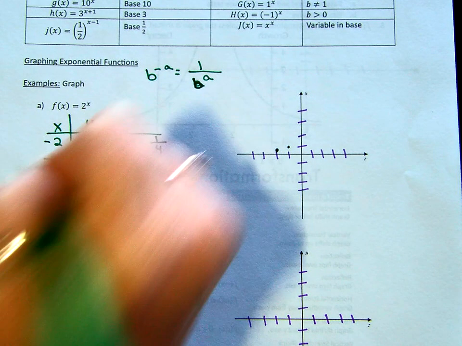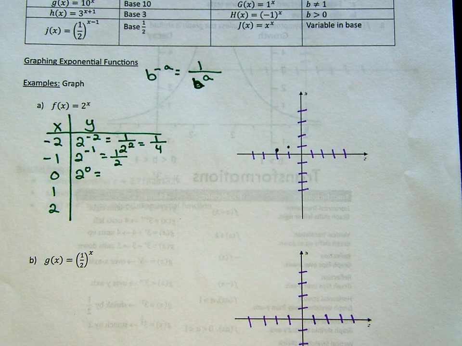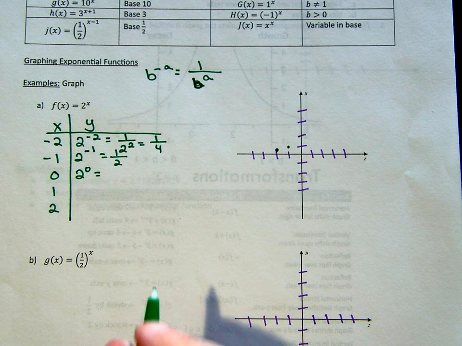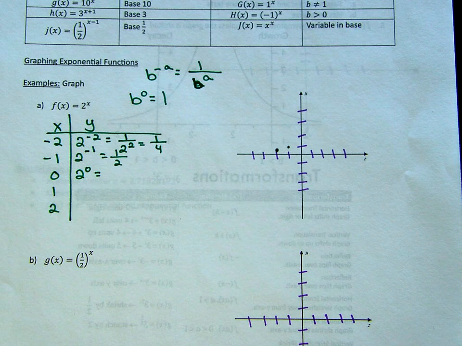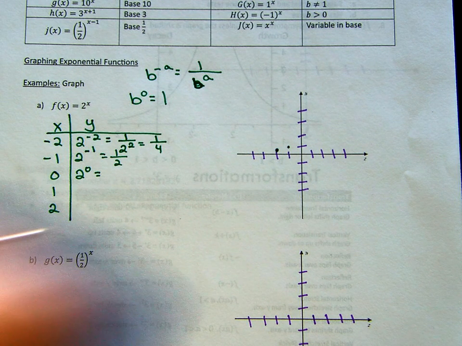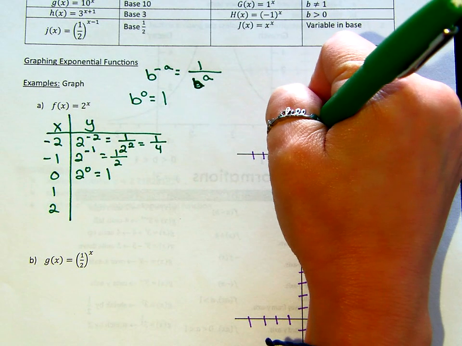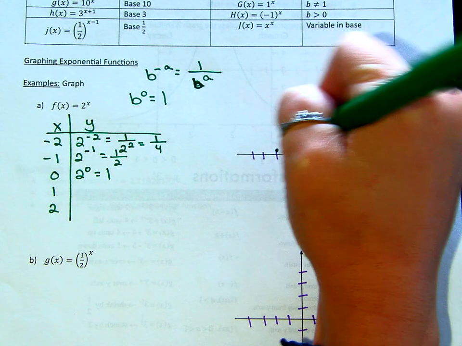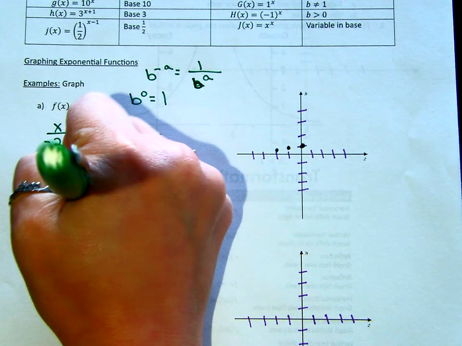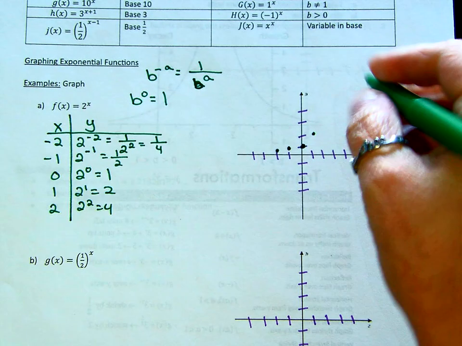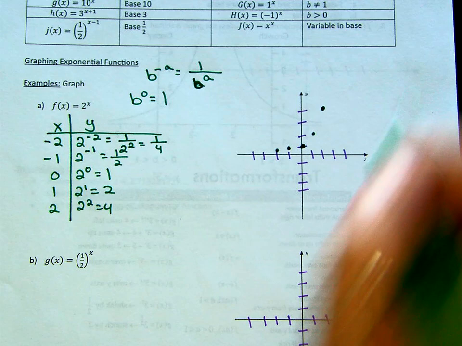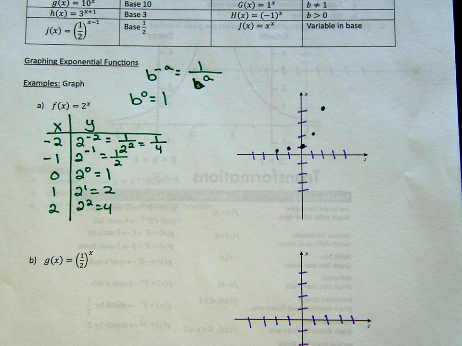What happens when we have 0 as our exponent? It's always equal to 1. That's right, no matter what that base is. Anything raised to the 0th power is 1. So we're going to be here at 1. That one's a little bit high, it looks like. Then we'll be at 2 to the first power is 2. 2 squared is 4. 2 to the third power would be 8. So hopefully you see that it's going to grow quite quickly.